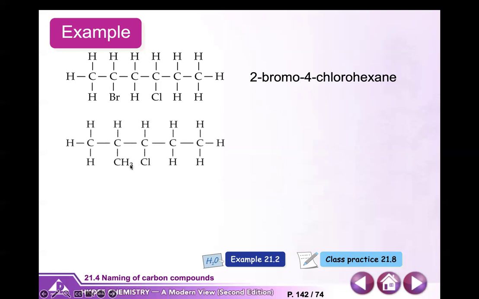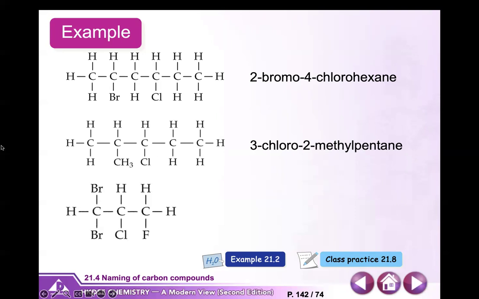For this one, again, the first substituent, if it is assigned from the left-hand side, will be on the second carbon. We have the methyl group. On the third carbon, we have the chloro group. As a result, it will be 3-chloro-2-methyl. The longest carbon chain is pentane.